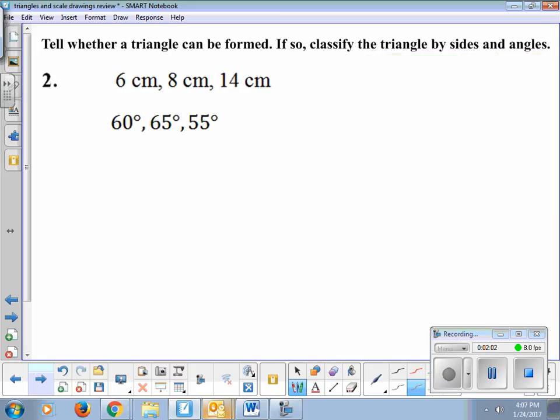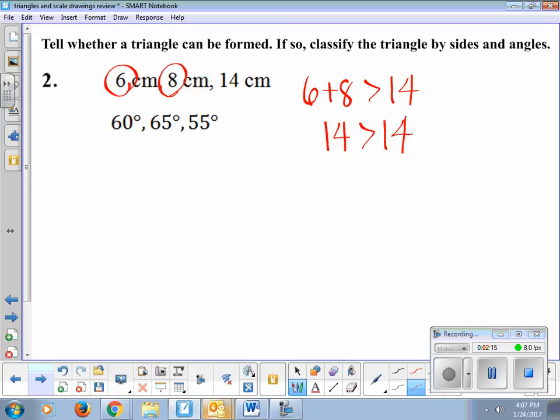Number 2, when we add our side lengths, the two smaller sides, we have 6 and 8. 6 and 8 has to be greater than 14. When you add 6 plus 8, you get 14. 14 is not greater than 14. They're equal, so this is not true, so it's not a triangle.